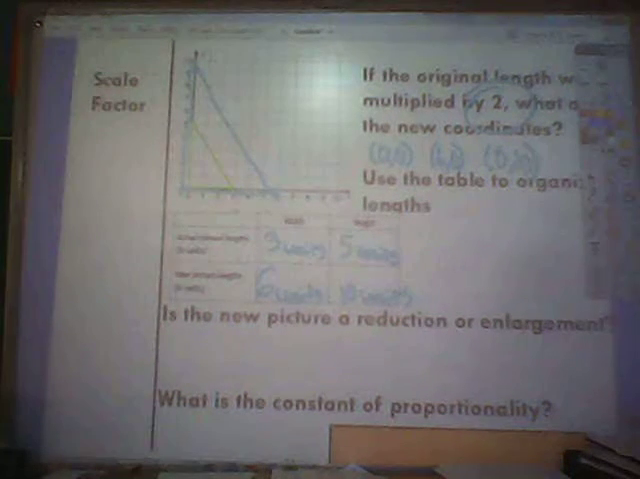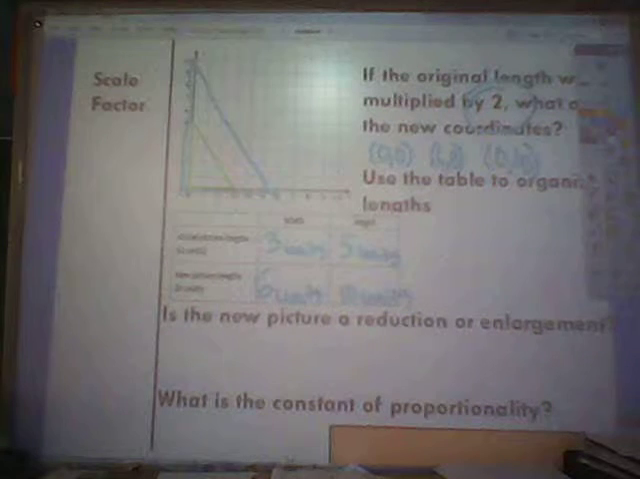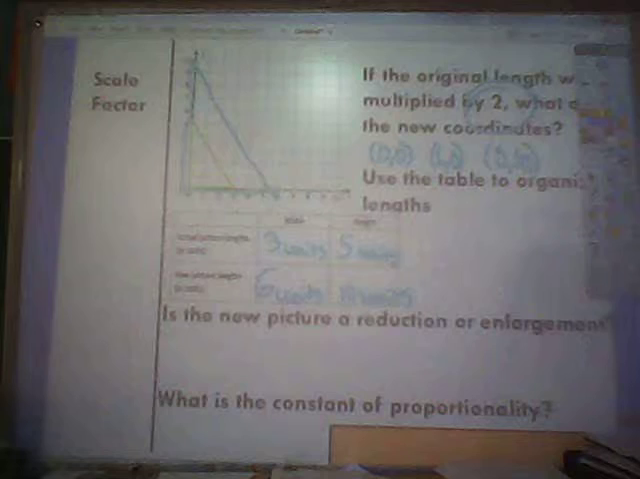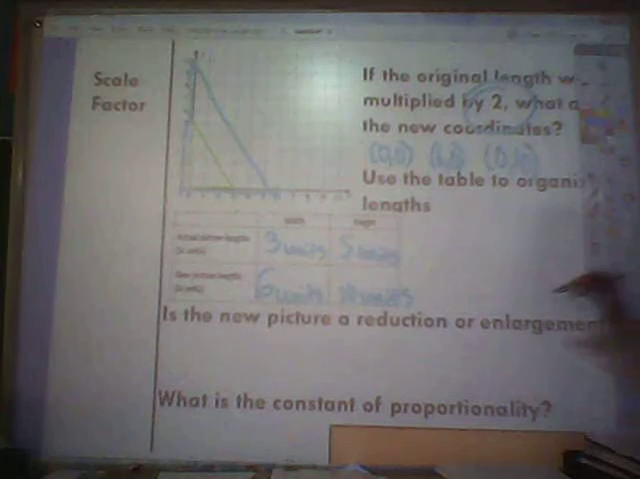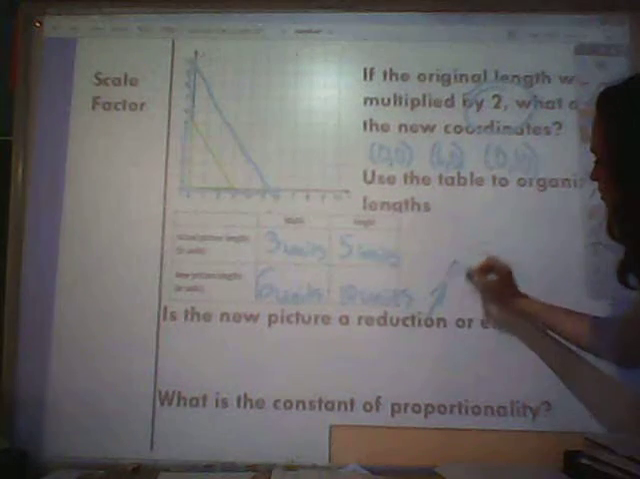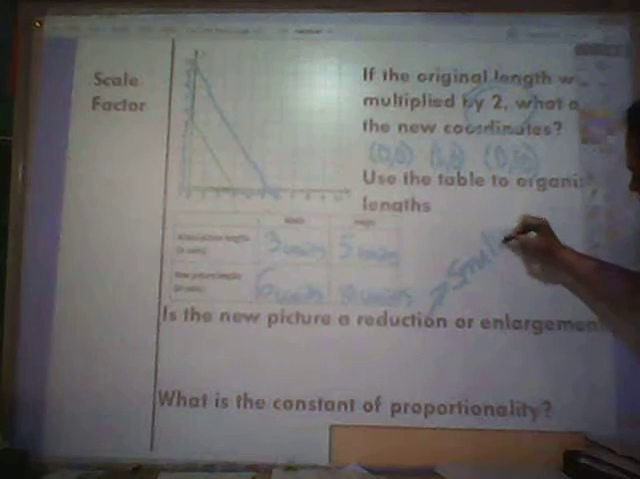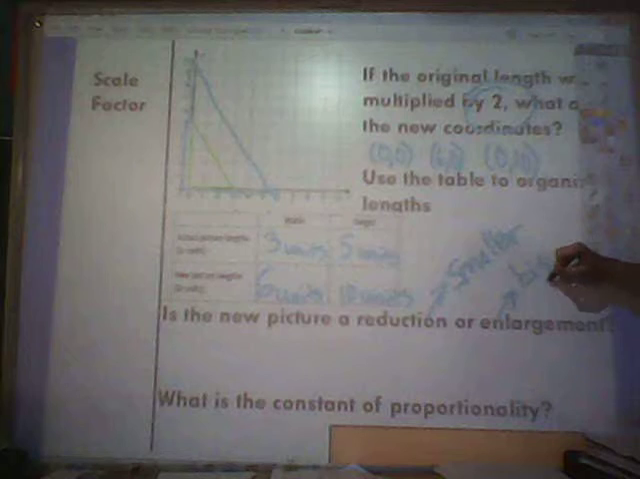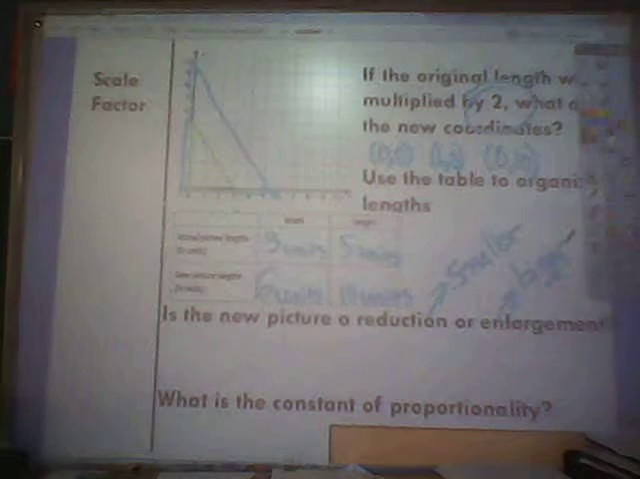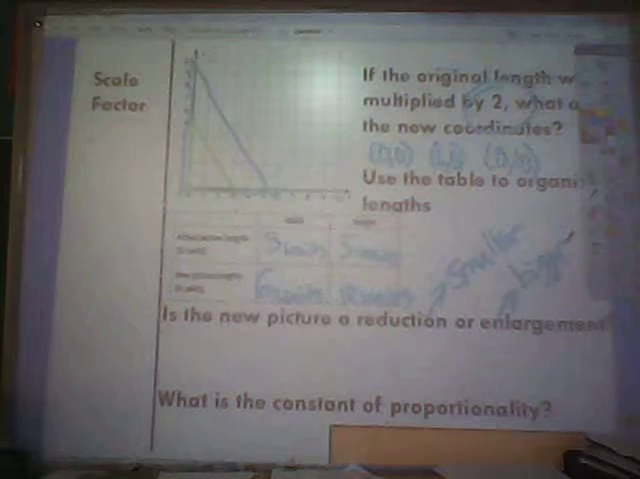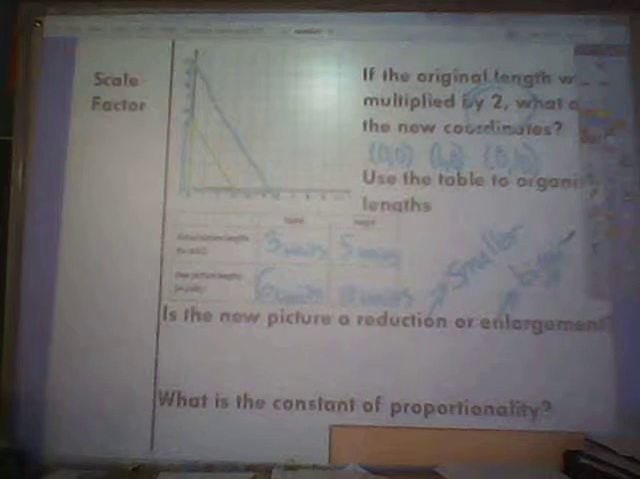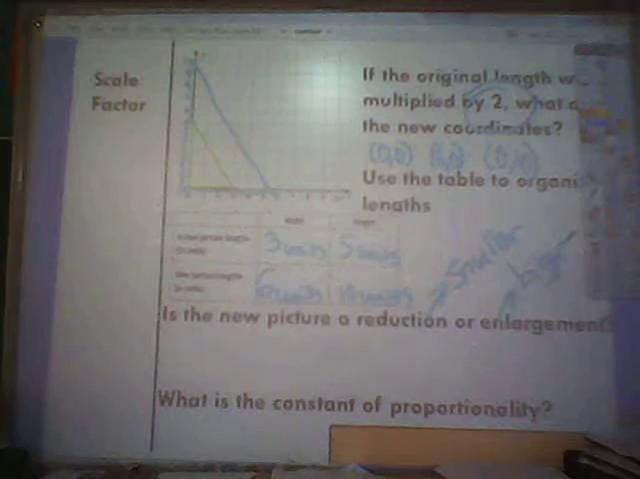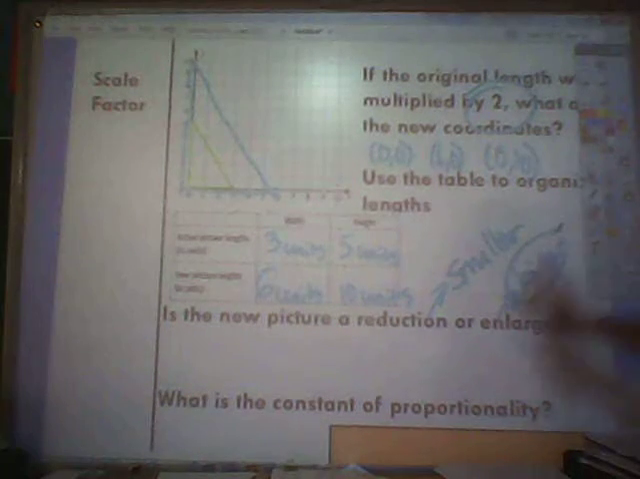What is the new picture, a reduction or an enlargement? In order to find that out, I would need to know what a reduction is. A reduction means what? It means smaller. And an enlargement means what? Bigger. So when I made my new picture, was it smaller than the original picture or bigger than the original picture? The answer is it was bigger, which means it was an enlargement.